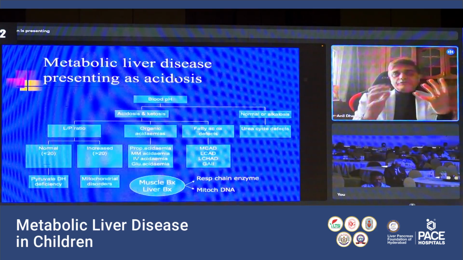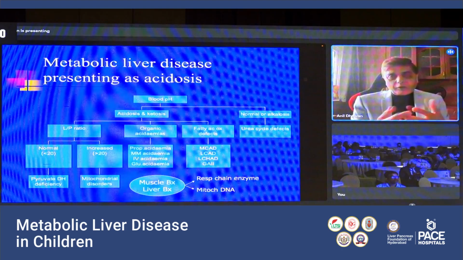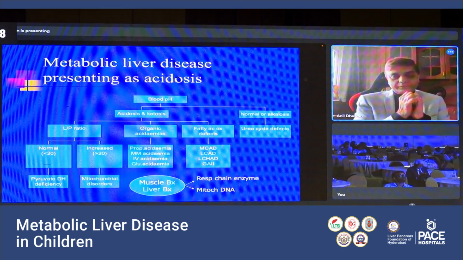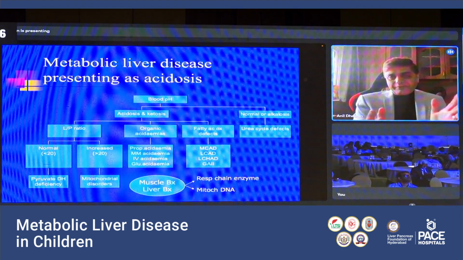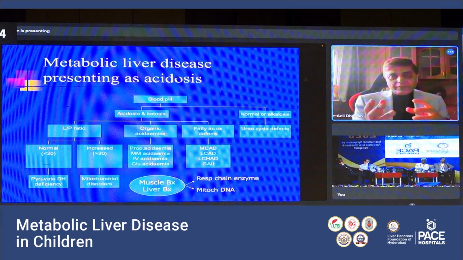What I'm showing you is a kind of primer on how to approach a child with a metabolic disorder. It's very basic, medical school level. We don't remember these tables and diagrams, but they start the discussion, and you can find them in your textbooks and review articles.